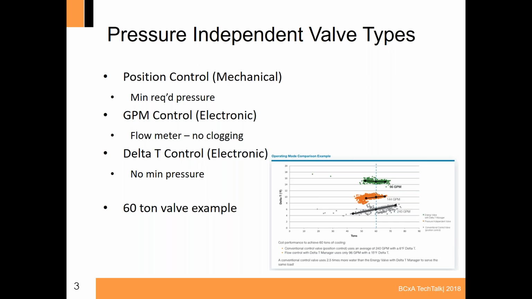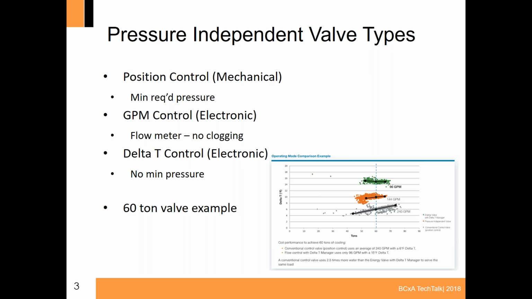And if you see off to the left side on the chart, that's showing the delta T. And I'm pretty sure if you've been in this business for longer than a couple of years, you've experienced low delta T and the impact it has in your hot water systems and even more importantly on the chill water systems. So that bottom gray one is a traditional control valve.